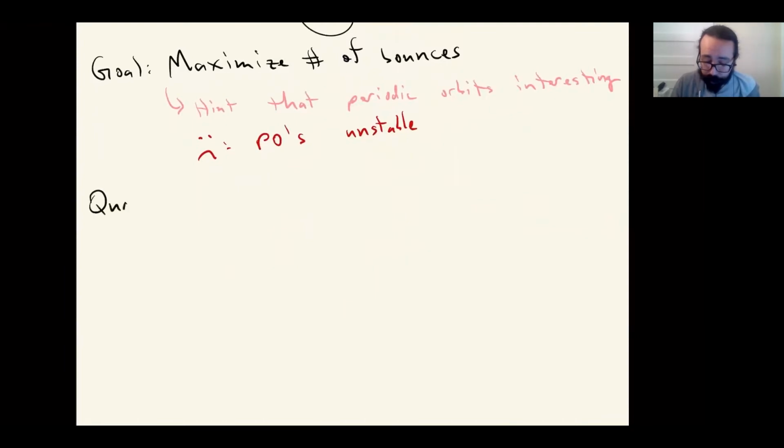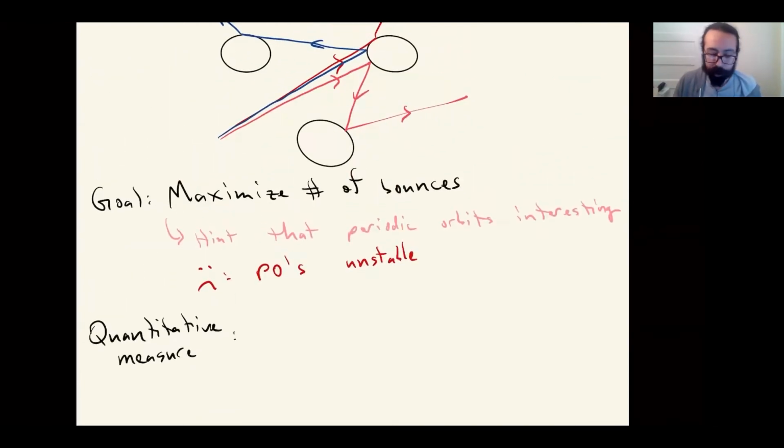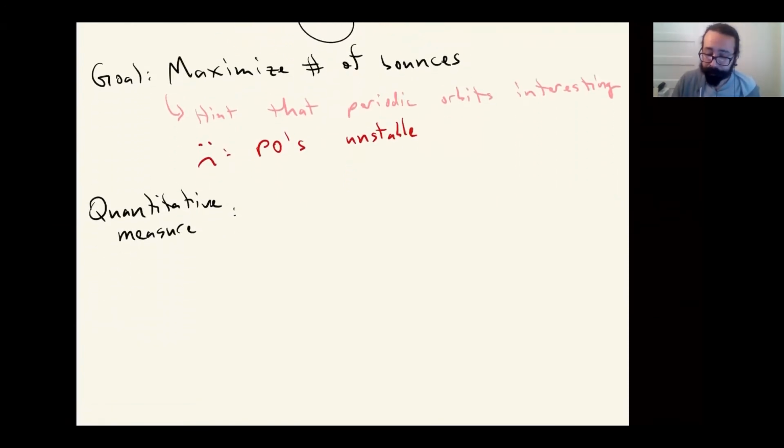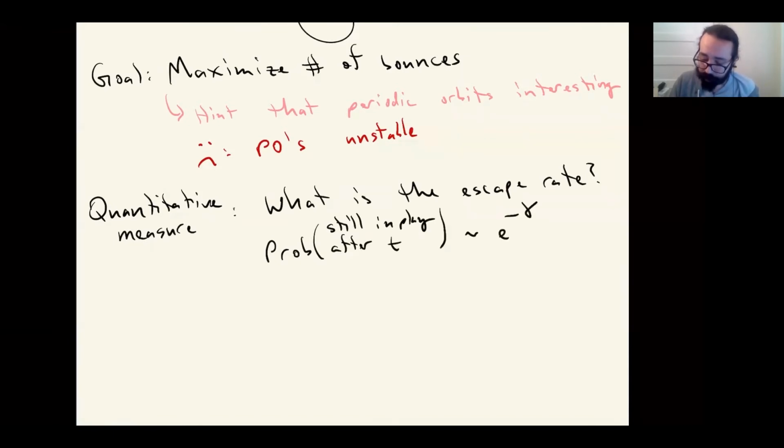And so I would say that the quantitative measure you might be looking at, or how would you quantitatively measure the average number of points you would get in a particular pinball game, would be to compute the escape rate, where we say this is roughly defined by the probability that you're still in play after a time t, which decreases exponentially, and this is our escape rate.